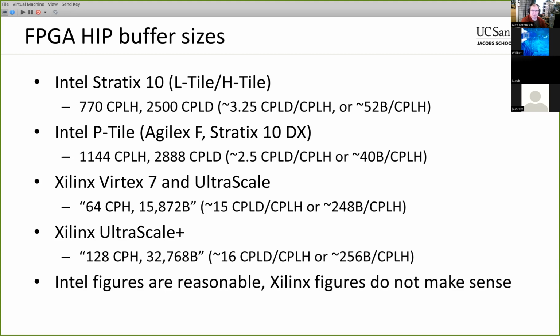For 7 series and UltraScale, it's 64 headers and 15,872 bytes. The table says everything is in units of flow control credits, but apparently this is in bytes, which is odd. For UltraScale Plus, it's 128 completion headers and 32,768 bytes. And these work out to have a lot more data for each header, which is problematic, because this means you're going to hit the header credit first and then get terrible throughput. So the Intel figures look reasonable, but the Xilinx figures don't make a lot of sense.